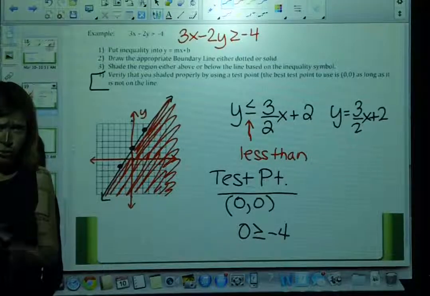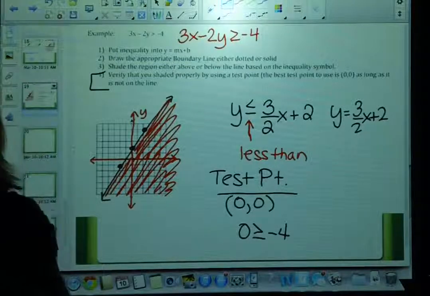All right, so that's how you do inequalities. I'm going to stop the video at this point.